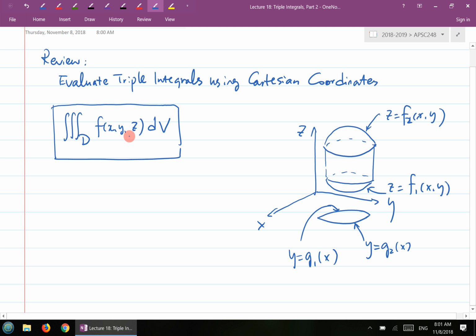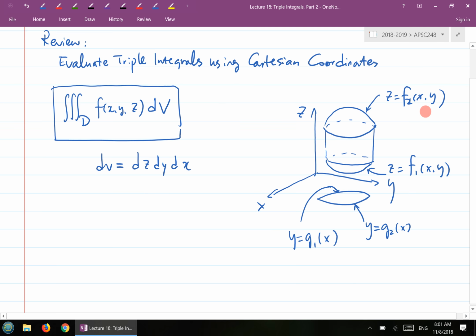And this is a general formula. This one actually doesn't tell you whether you're evaluating the triple integral using Cartesian coordinates or using any other coordinates, which we'll cover today. So if you're choosing Cartesian coordinates, basically the dV over here can be written in terms of the three coordinates, dz, dy, dx.